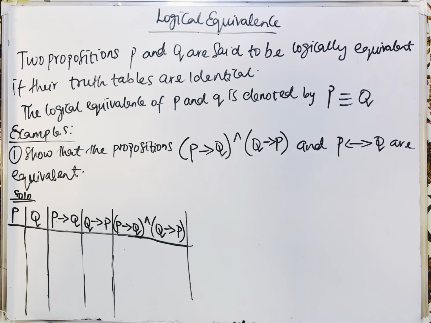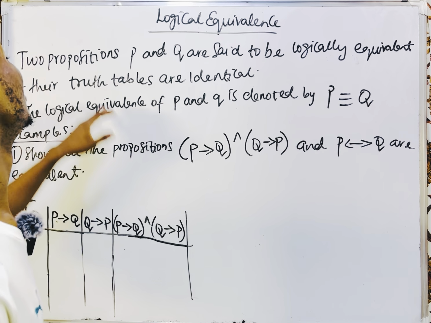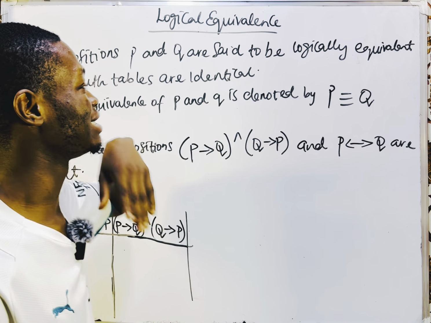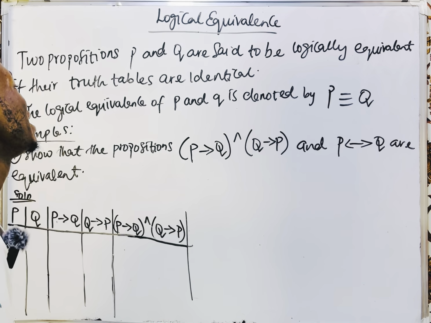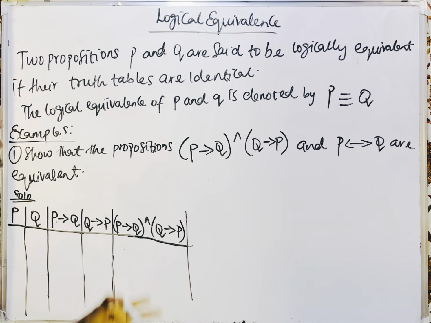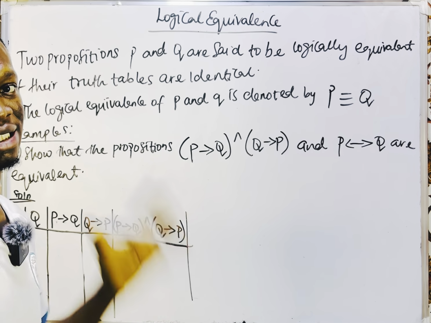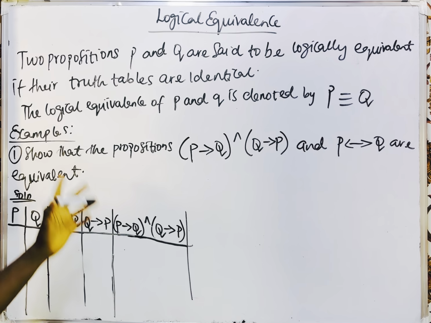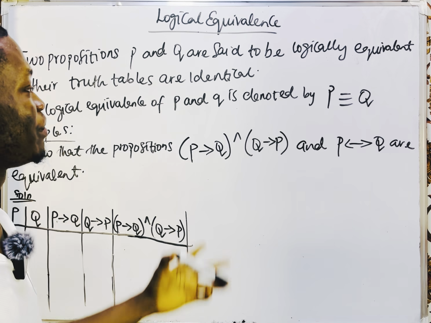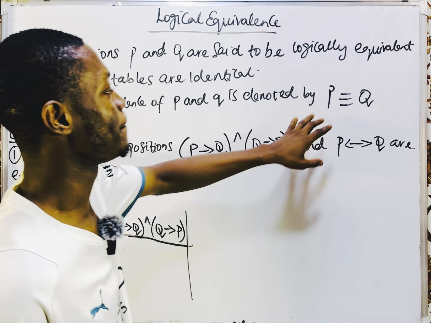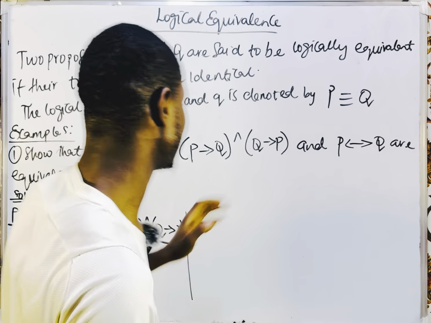So we're talking about logical equivalence. Two propositions P and Q are said to be logically equivalent if their truth tables are identical. You know what a proposition is? Statements, right? So the logical equivalence of P and Q is denoted by P is equivalent to Q, as simple as that.